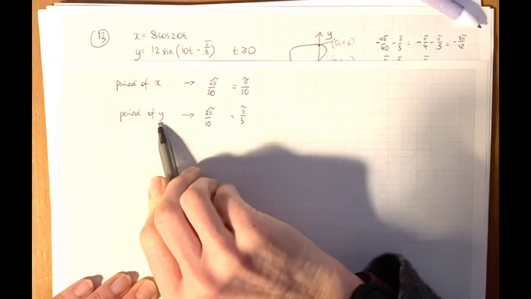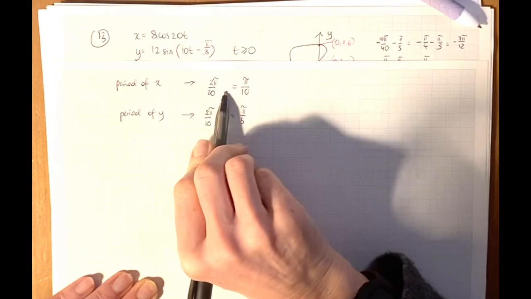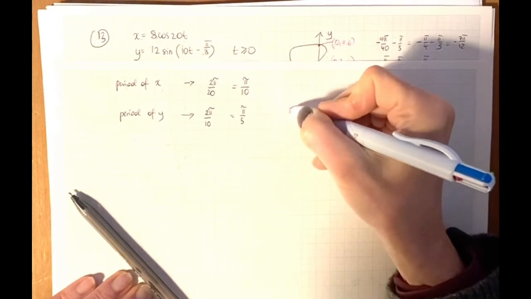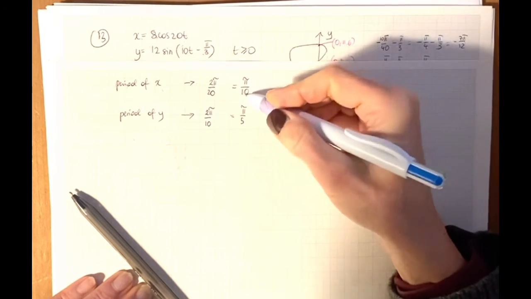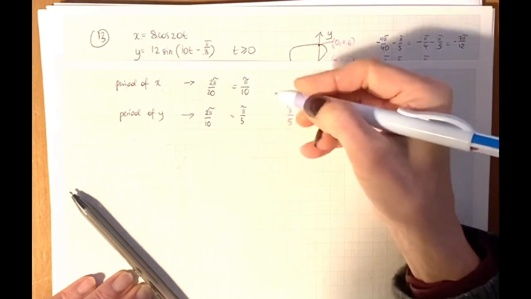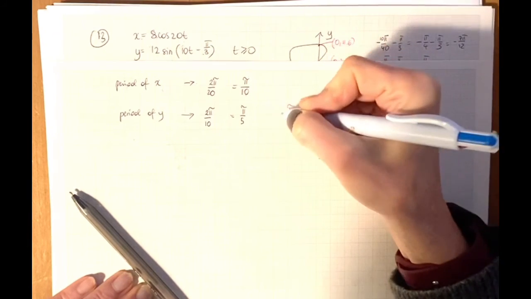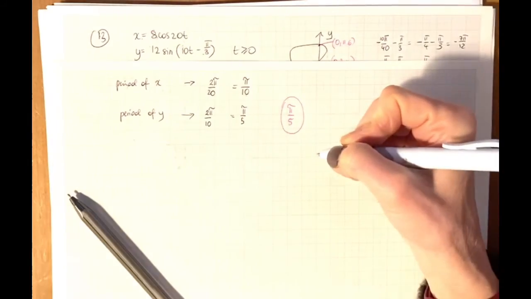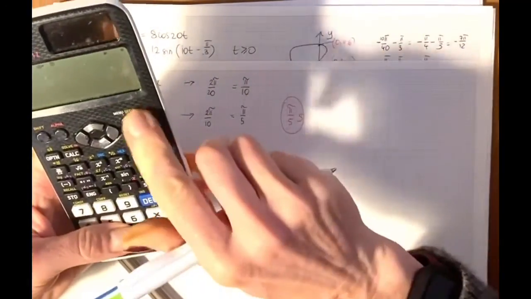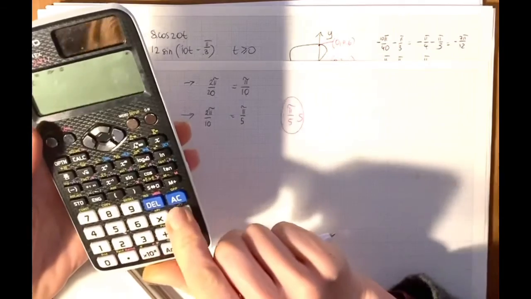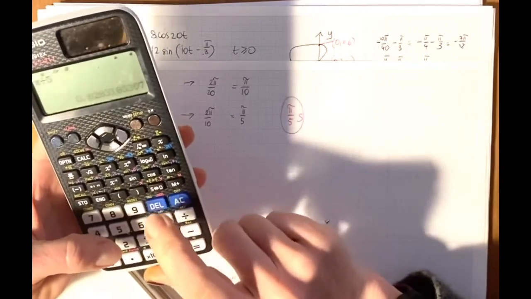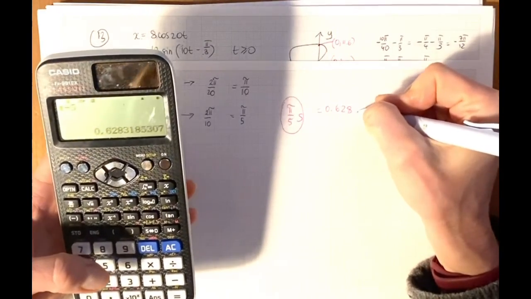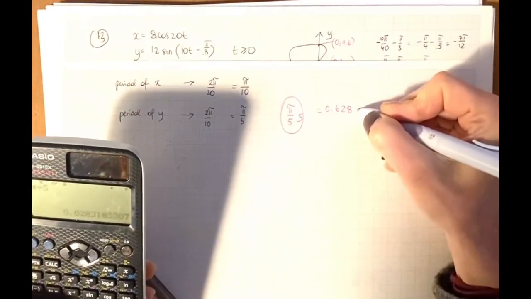So y's don't repeat themselves as often as x's, so you need to look for the lowest common multiple. So it's going to be pi over 5, because the x's will repeat themselves every pi over 5 as well. So this is how long it will take. Pi over 5 seconds to come back onto itself. Pi over 5. Let's convert it. It's 0.628. Is it seconds? It's minutes, I believe.